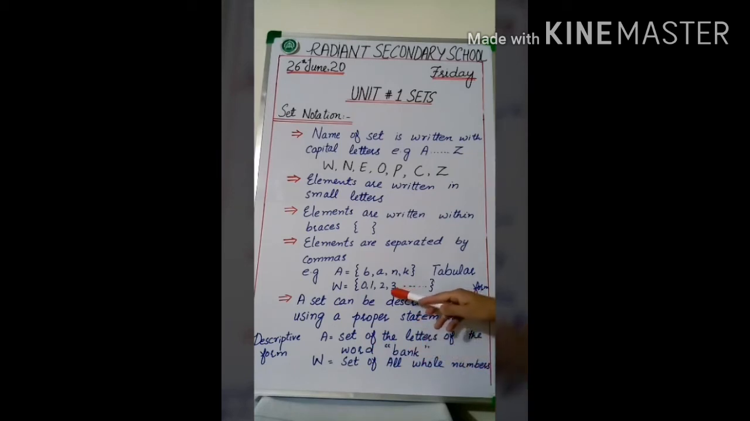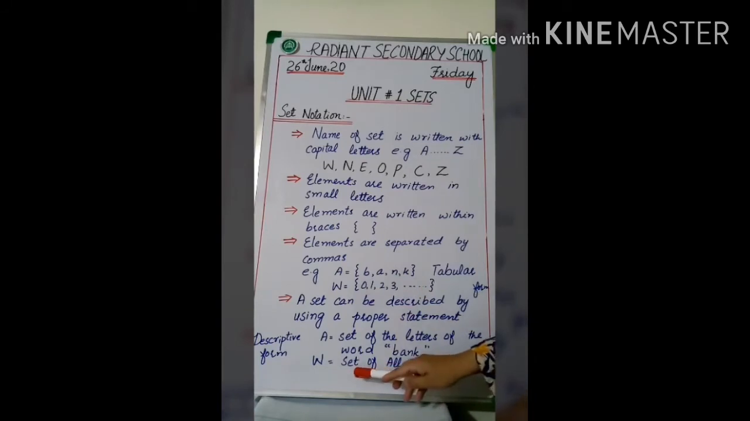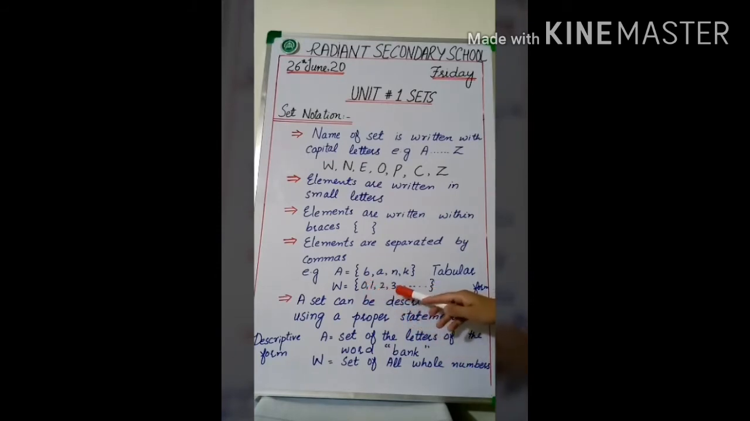In the second example, you see that this is the set of all whole numbers. You will describe it by writing the statement that this is the set of all whole numbers. If you say that this is the set of first four whole numbers, then it will be a wrong statement because there are dots at the end. They are showing the infinity of the whole numbers. They are showing that this is the set of all whole numbers. So the proper statement will be that this is the set of all whole numbers.